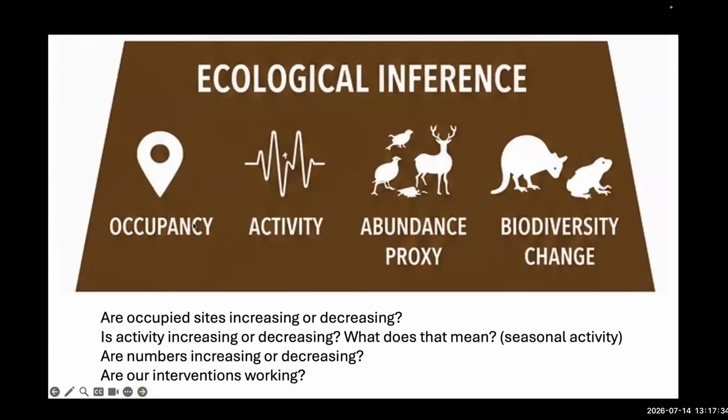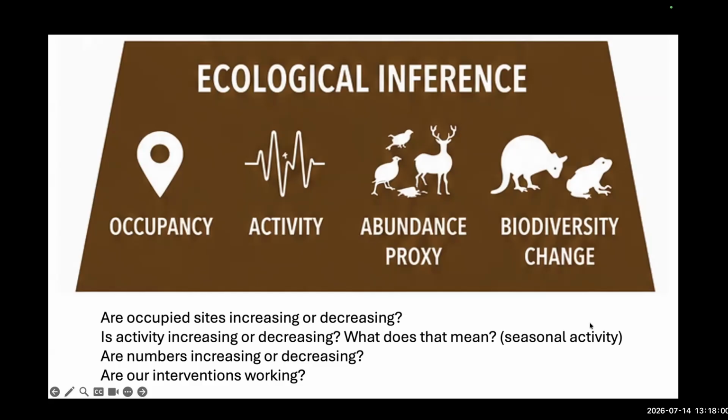So the last thing we do, of course, once we've got our measures, is we can start making ecological inferences. We can figure out whether occupied sites are increasing or decreasing. Are there fewer occupied sites because that's bad? Are there more occupied sites? Maybe if you're looking at an invasive species, it's bad too. Is activity increasing or decreasing? And what does it mean?